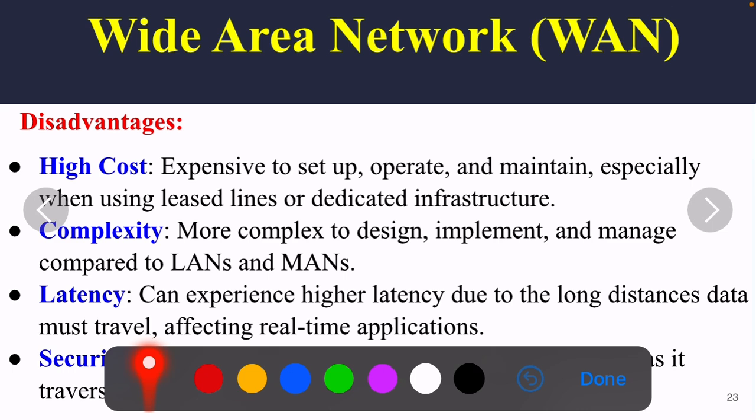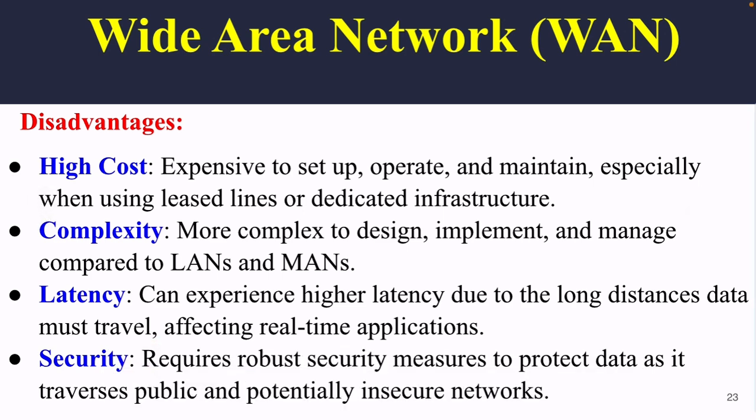Then latency. It can experience higher latency due to the long distance data must travel, affecting real-time applications. Or sometimes there is a server issue, meaning server down or disconnection issues. In some areas, the internet service provider faces problems due to electricity supply or bad line structure. Then customers often face connectivity issues or slow internet speed. The solution is to purchase a dedicated line from the internet service provider, which can solve this issue.